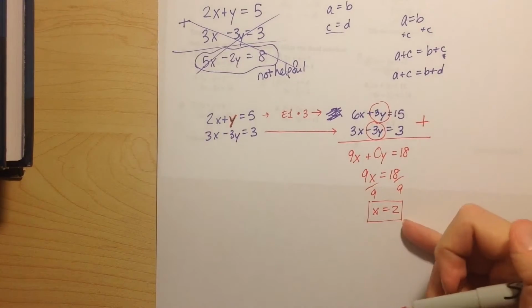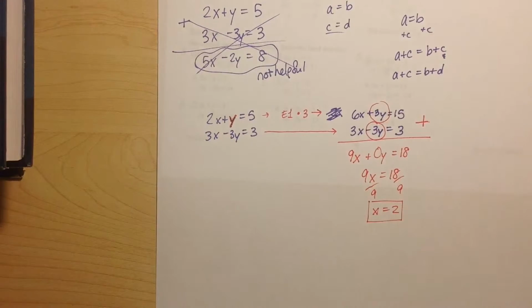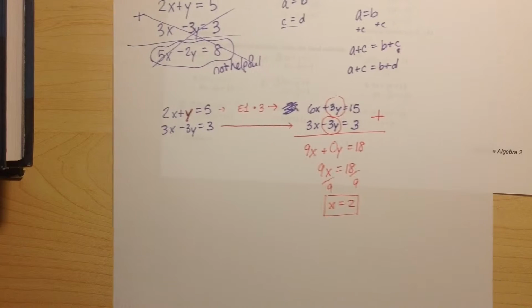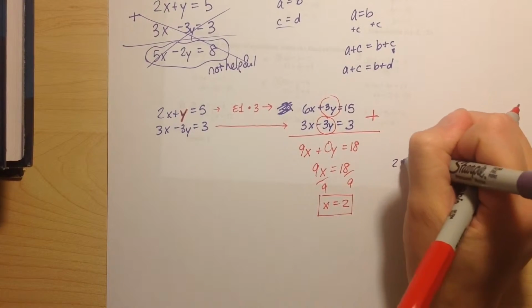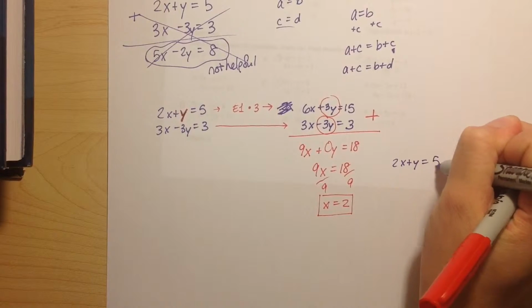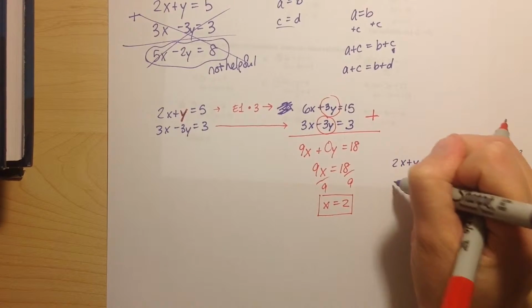Now I do have to substitute this back in, so I do have to use the substitution method a little bit here. I'll just go over here, off to the side. I'm going to use the first one. So I have 2x plus y equals 5, but x is now 2.